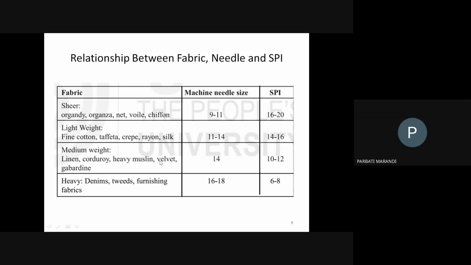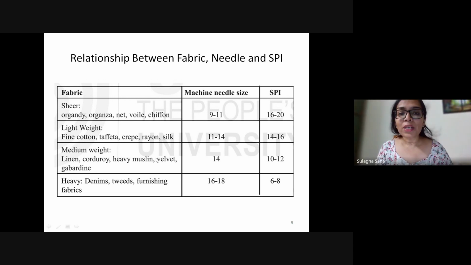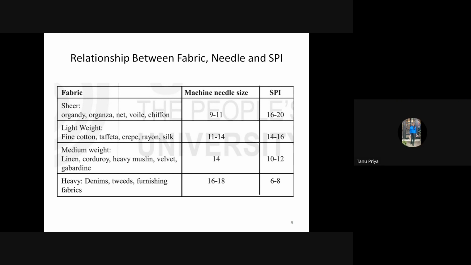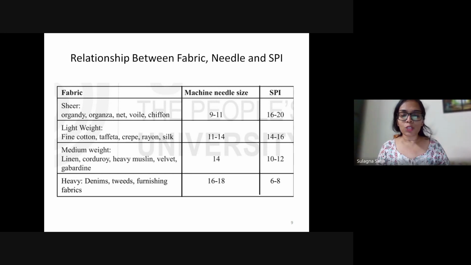Ma'am, what does SPI mean? Stitch per inch. We were just talking about how many stitches there are in 1 inch, right? Stitch per inch is clear to everyone, right? It is very important. Everybody should be clear about stitch per inch. We often use the abbreviation SPI. In industry it is a standard way that we call this SPI.